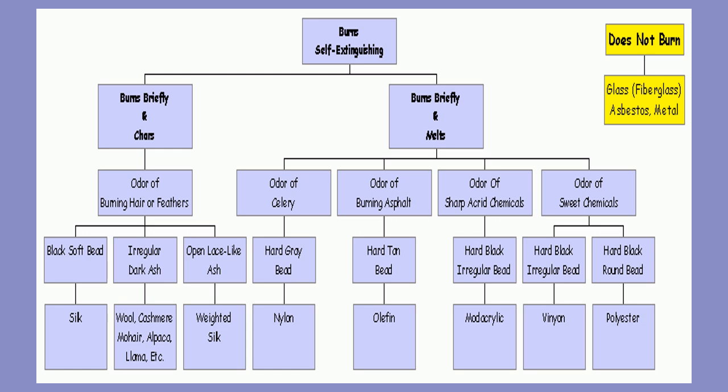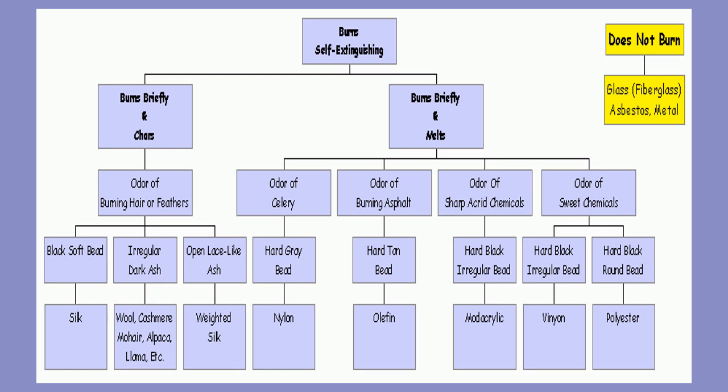Now when it is burn briefly and char, there we have to see the odor of burning hair or feather. So if the odor is like burning hair or feather, then we have to see the next, the type of ash or the residue. If it is black, soft, bead-like, then it is silk. If it is irregular, dark ash, then it could be woolen fibers and other animal fibers. And if there is open lace-like ash, then it is weighted silk.